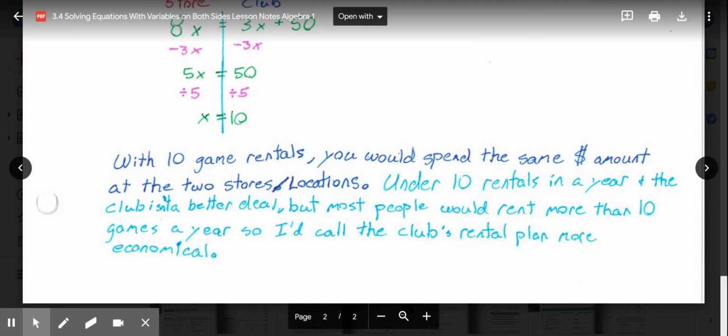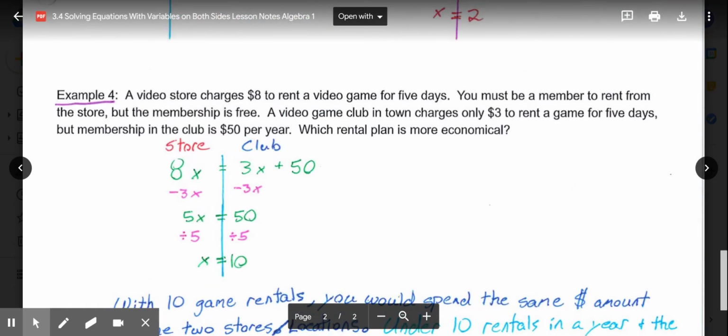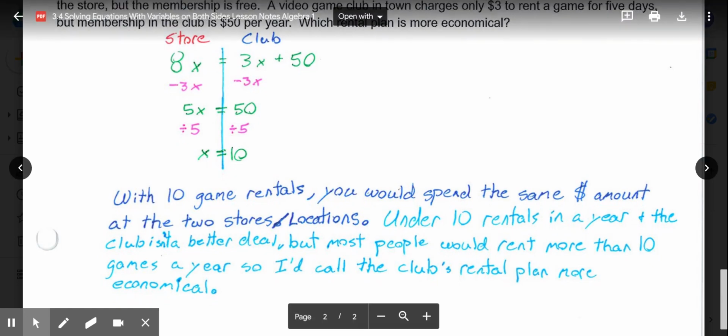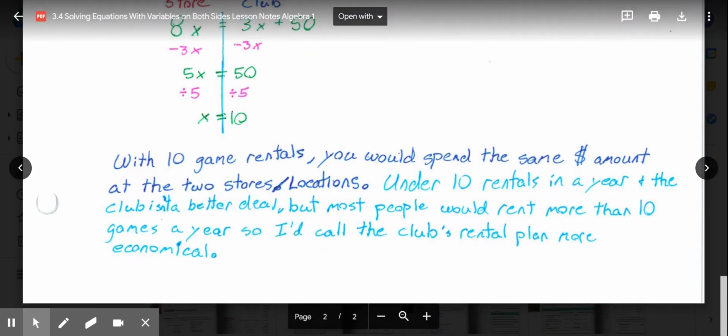So most people that are going to spend money on a membership to a club would rent more than 10 games in a year. So then the club's rental plan would be more economical when you consider that factor. But otherwise, under 10 rentals, the store plan is better. More than 10 rentals, the club plan is better.